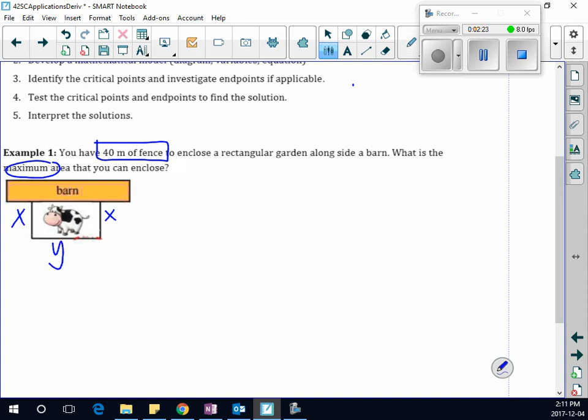What would my formula be for what we're trying to find, meaning area? Area would be equal to what times what? It would be 2x times y? No. It would be x times y. Length times width. The area is different than perimeter.